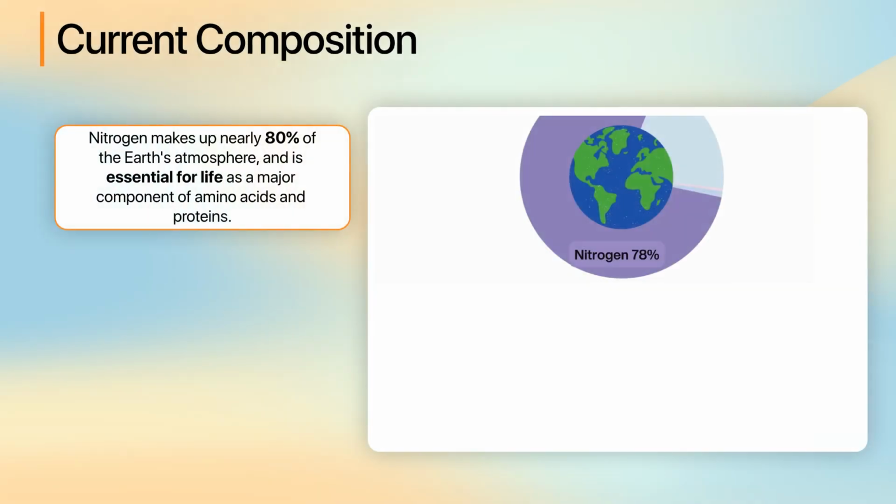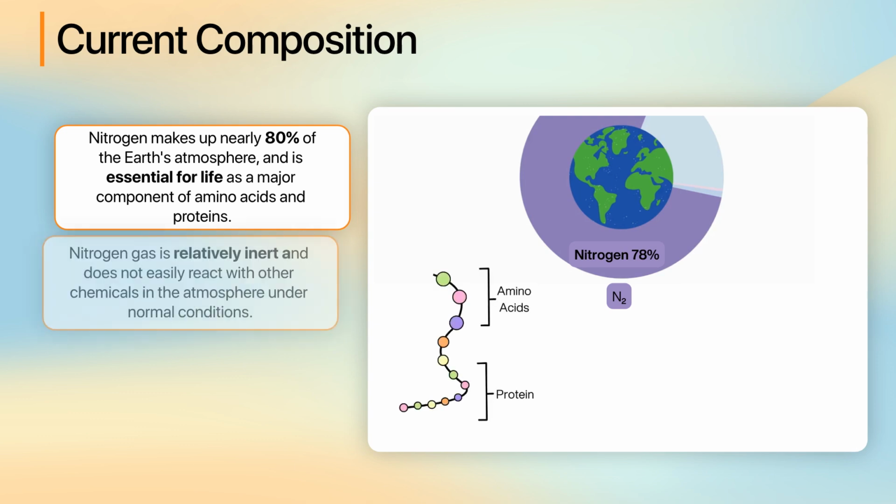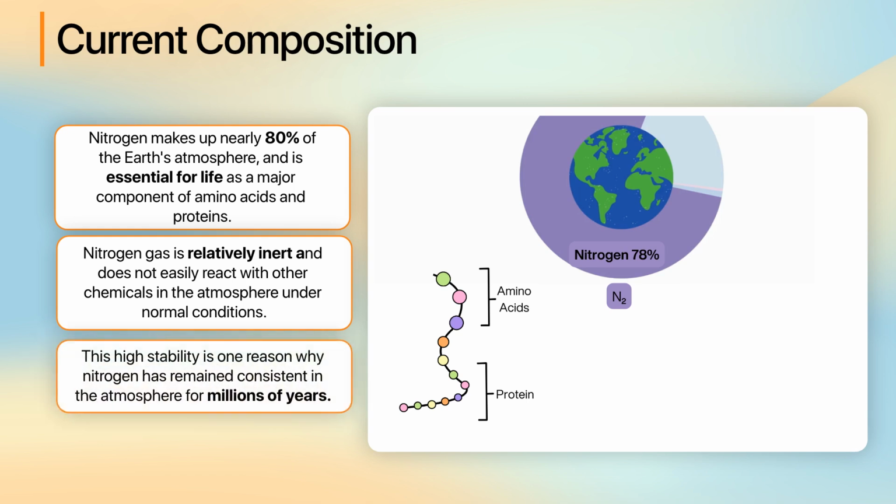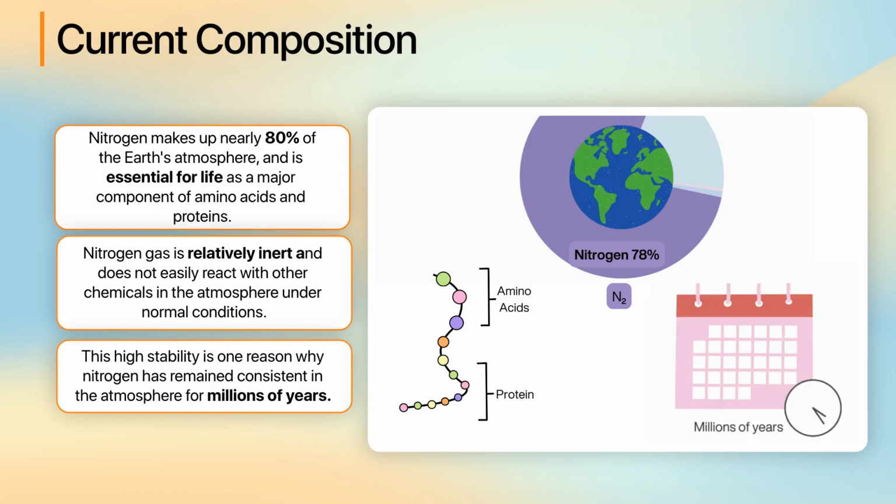Nearly 80% of the Earth's atmosphere is made up of nitrogen gas. Nitrogen is essential for life as it is a major component of amino acids and proteins. Despite its abundance, nitrogen gas is relatively inert and does not easily react with other chemicals in the atmosphere under normal conditions. This high stability is one reason why nitrogen has remained consistent in the atmosphere for millions of years.